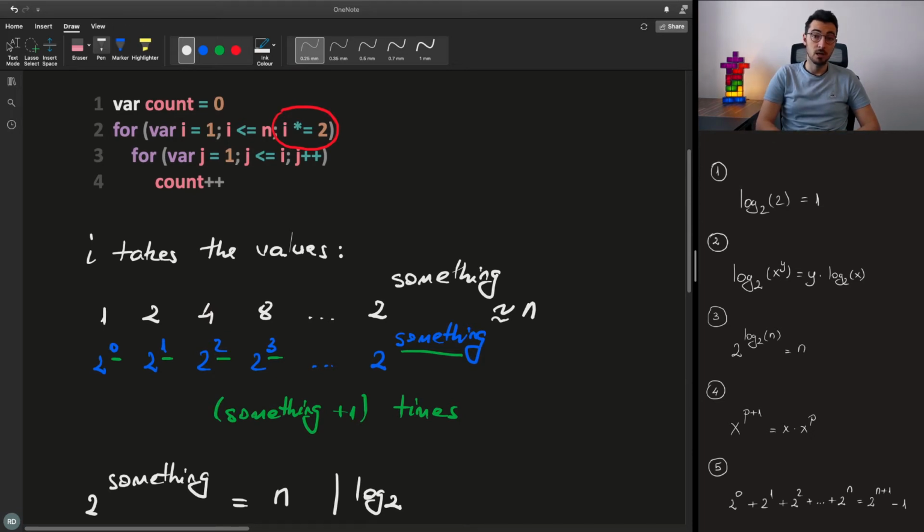Now let's figure out how many times the second for loop is being executed. Notice how j takes the values from 1 all the way to i. That means that the second for loop is dependent on the first one. When i is 1, j will be executed once. When i is 2, the second for loop will be executed twice. When i is 4, it will be executed 4 times, and so on, all the way to 2 to the power of something times. Therefore, the second for loop will be executed in total 1 plus 2 plus 4 plus all the way to 2 to the something times.